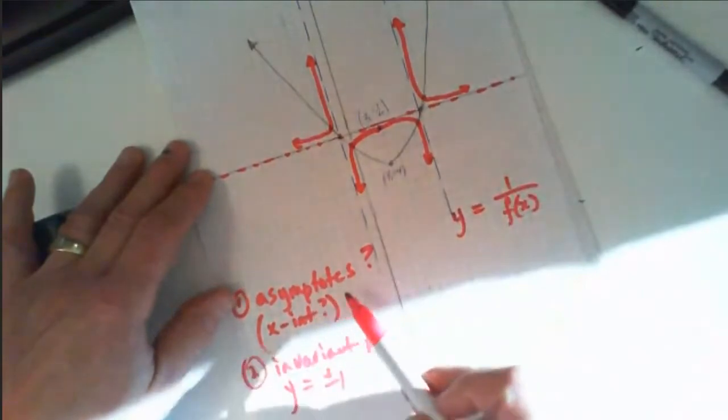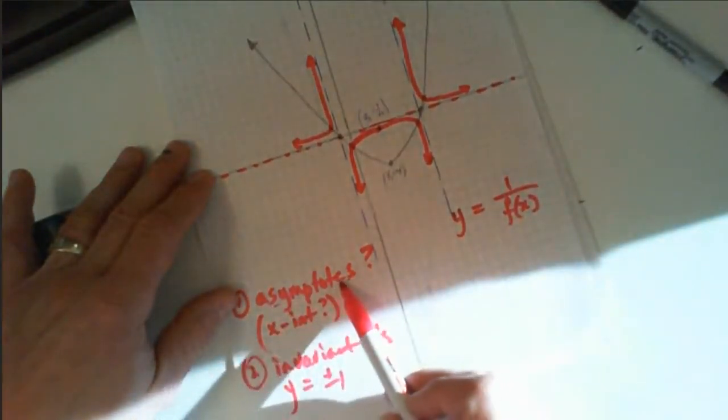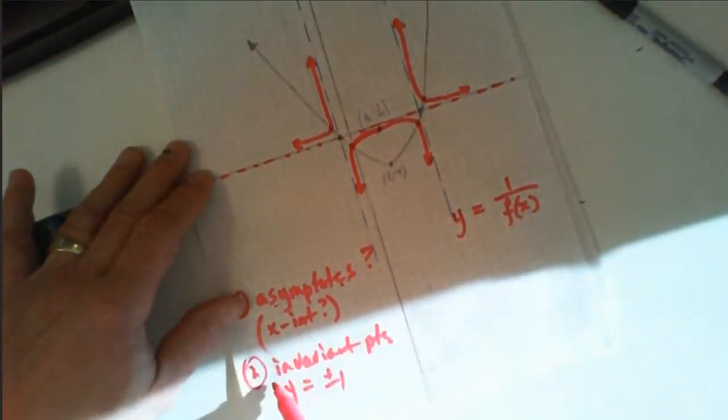Now, just to review, remember the asymptotes are the x-intercepts, and the invariant points occur at y is equal to plus or minus 1.